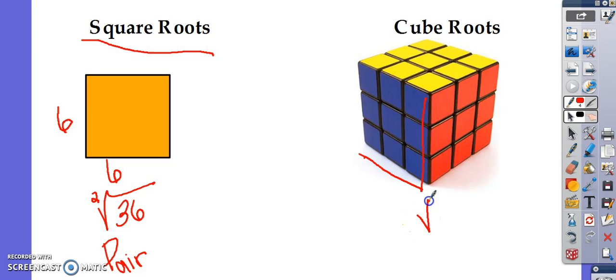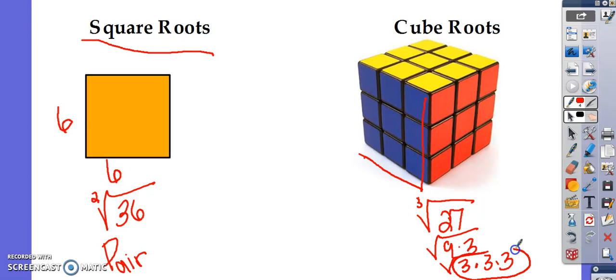So cube roots, let's say the cube root of 27. And you have to put the little 3 there. If there's not this little 3, then you're just assuming that it's the square root. So the cube root of 27 is going to be 9 times 3, which is actually 3 times 3 times 3. And so that means that you have 3 of the same numbers. So you pull that out and it becomes 3 the whole number. That means this bottom is 3 across, going up is 3, and across the top is 3.